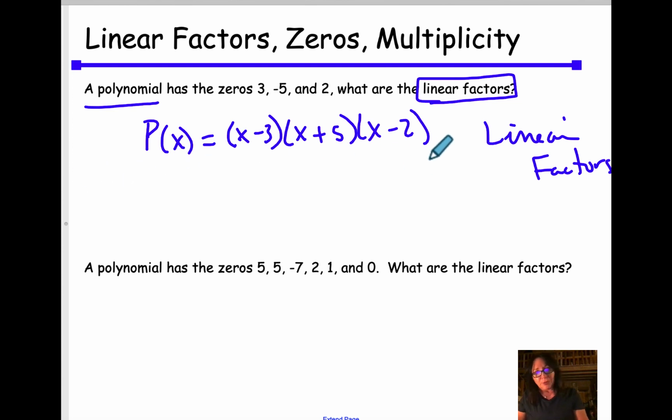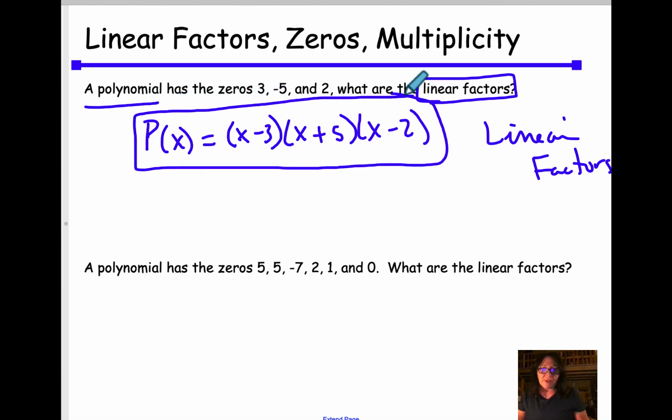I'm not asking you to multiply this out because that would be standard form. I'm just asking you to write it out. So this would be the question, or the answer anyways, sort of like with Jeopardy. It's like the answer is the question.